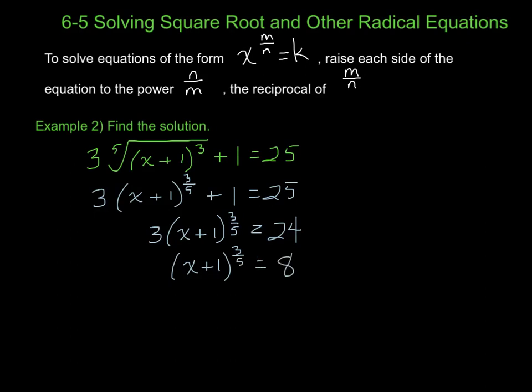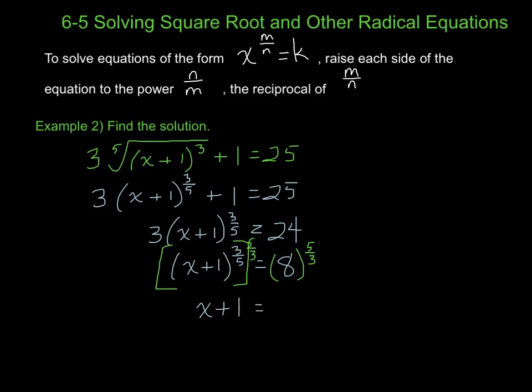Now, this is where what we just talked about comes into play. We essentially want our exponent to equal 1. In order to get 3/5 to equal 1, we would have to multiply by 5 over 3. So using our properties of exponents, we need to raise this to the 5/3 power. We're going to do that on both sides. On the left-hand side here, the powers are going to cancel out because 3/5 times 5/3 is 1. So again, they essentially cancel, giving me just x plus 1.